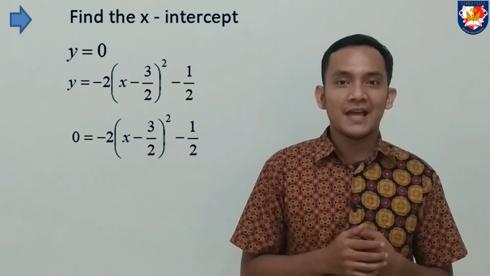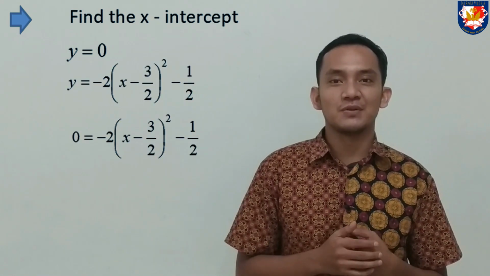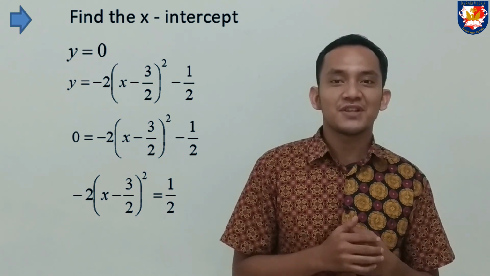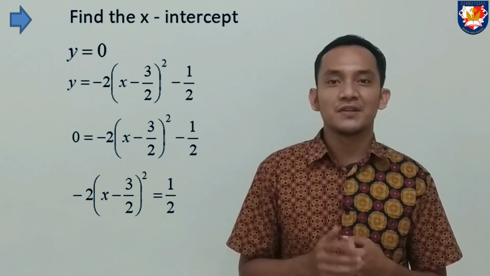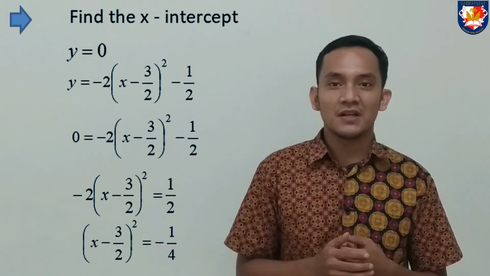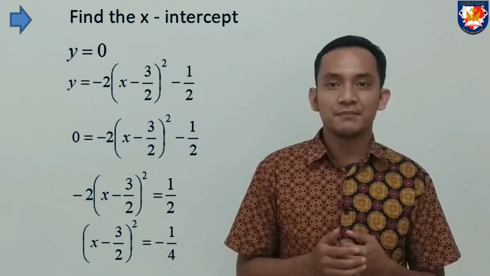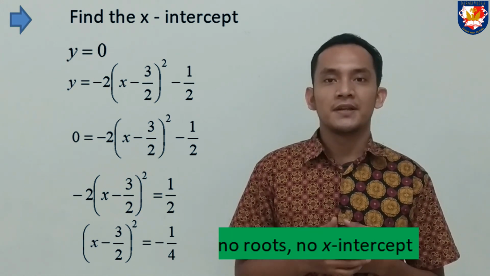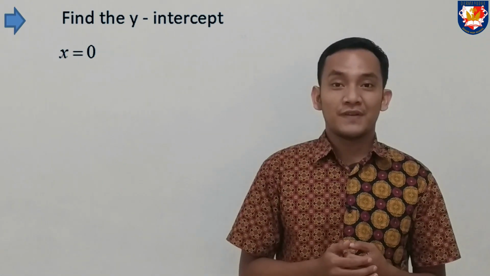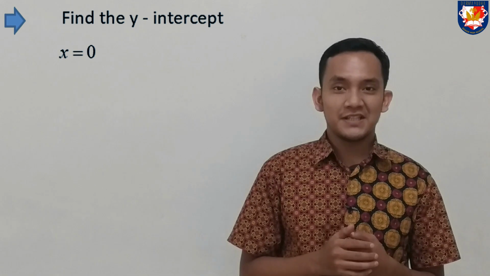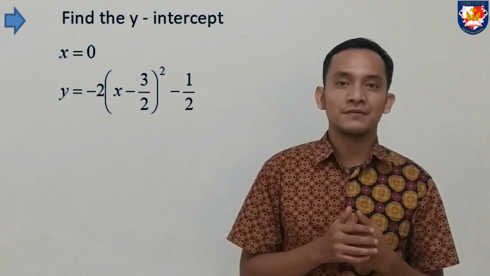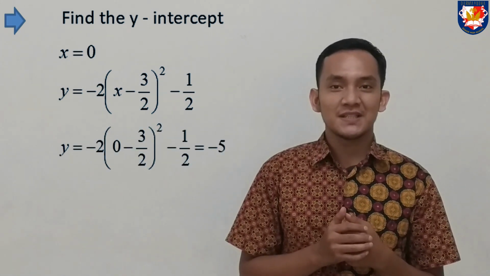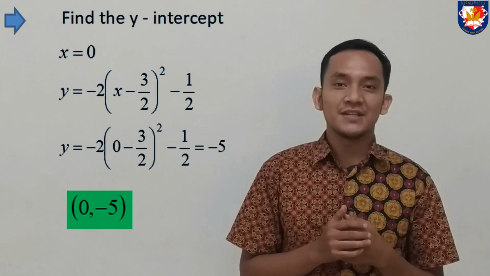Now we find the x-intercept. y equals 0. Minus 2 times (x minus 3 over 2) squared minus half equals 0, or minus 2 times (x minus 3 over 2) squared equals 1 over 2, or (x minus 3 over 2) squared equals minus 1 over 4. It is impossible for a squared number to give a negative number. So there are no real roots, or the graph doesn't have any x-intercept. So how do we find the y-intercept? x equals 0. So y equals minus 2 times (x minus 3 over 2) squared minus half. When we substitute x equals 0, y equals minus 5. So we got the point (0, minus 5).